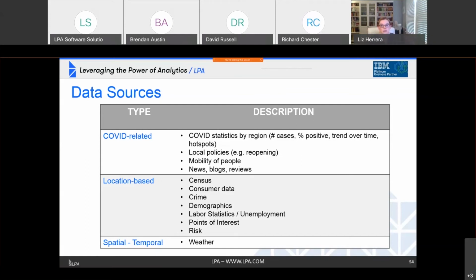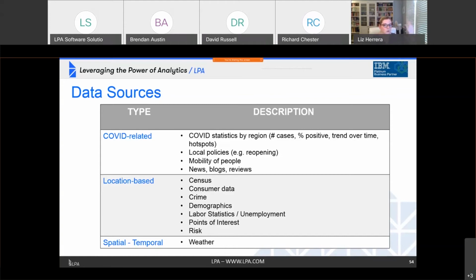Finally, spatial temporal data, weather data, which, again, has been of interest for a long time, but again, right now, we've talked to clients who weather is impacting decisions that people are making, right? If they're part of the decision making about traveling, when they're shopping, what they're shopping for. So that's something to consider.